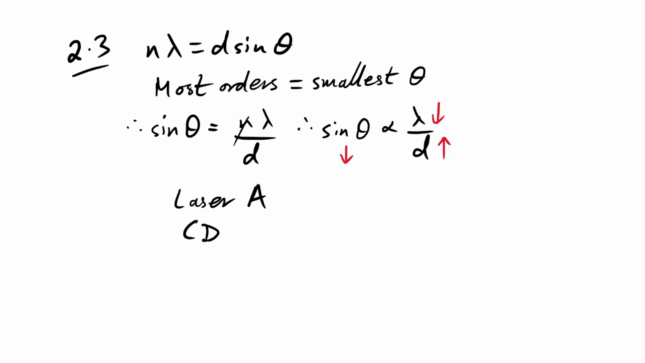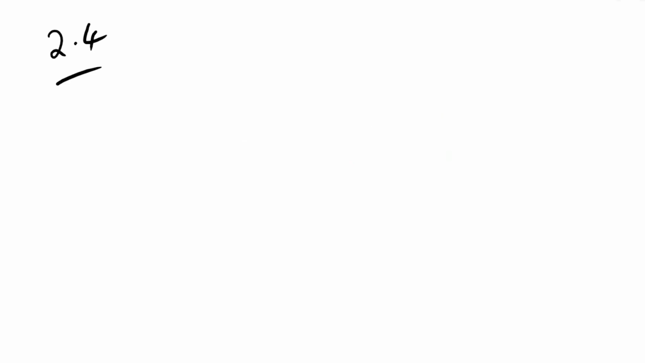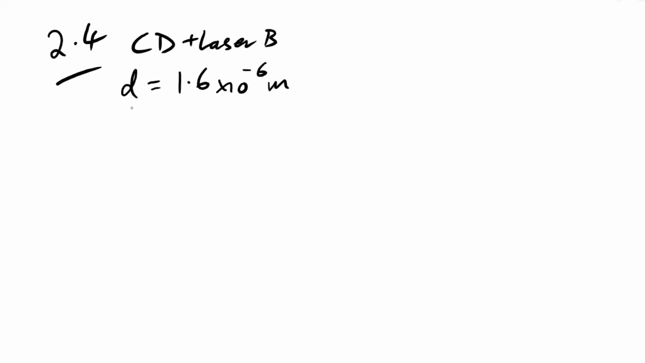Not video. Okay, 2.4. I feel like I really messed this up last time, so let's have another go at it. We're using CD and laser B. So we know that d is, what does it say? We're using the CD, yeah. So it's 1.6 micrometers, so 1.6 times 10 to the minus 6 meters. Wavelength for B is 6.36 times 10 to the minus 7. I think that's where I might have gone wrong before. I might have used laser A instead.